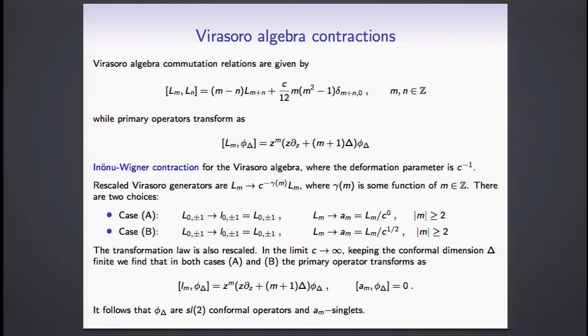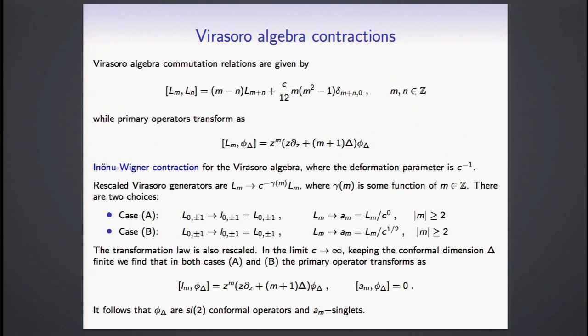And indeed, this is the case, and to this end we consider, first of all, the Virasoro algebra, which is given by these standard commutation relations. As we consider also primary operators, here we give how the primary operators transform under Virasoro transformations.